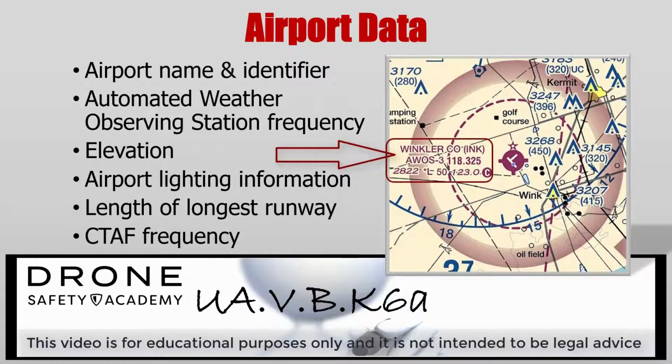All right, next up, airport data that you see on VFR sectional charts. Here is the airport name and the identifier. Next is the automated weather observing station frequency to get your weather information. And here's the elevation of the airport, which is always in italics. This indicates that the airport has lighting, and with the little star, it's indicating that you need to check the chart supplement for more information regarding airport lighting. Here is the length of the longest runway, which is 5,000 feet. And the communication frequency is the CTAF frequency, 123.0.